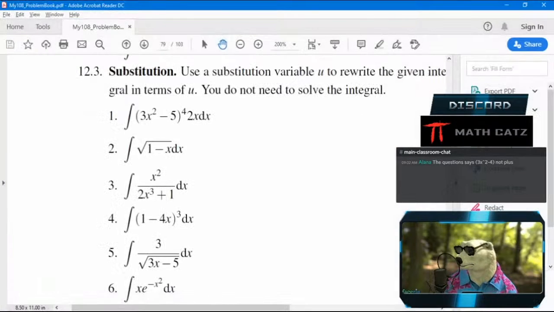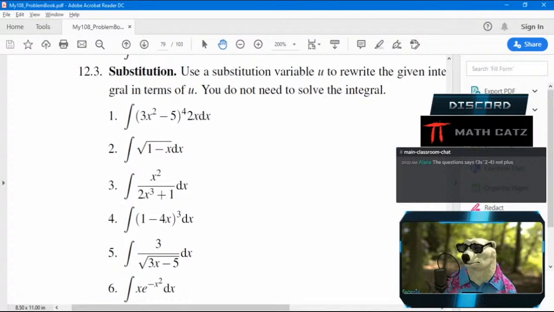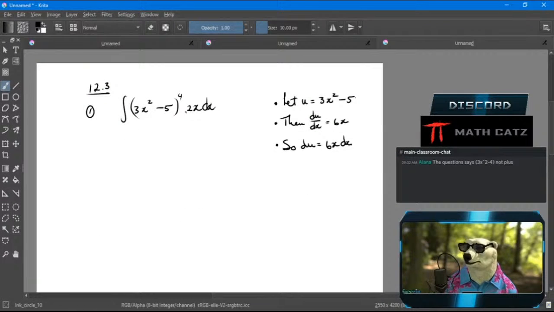Did I not look at the right question? 3x squared minus 5 to the power of 4. Oh, it's a minus. Okay. Minus. All right, thank you. 3x squared minus 5 to the power of 4. Okay, good. Perfect. But our key, luckily, on the right, those are still the same.